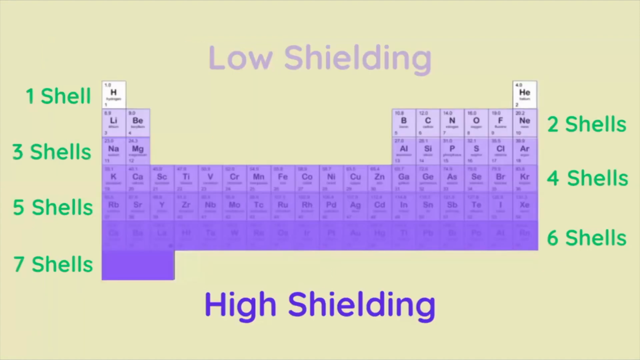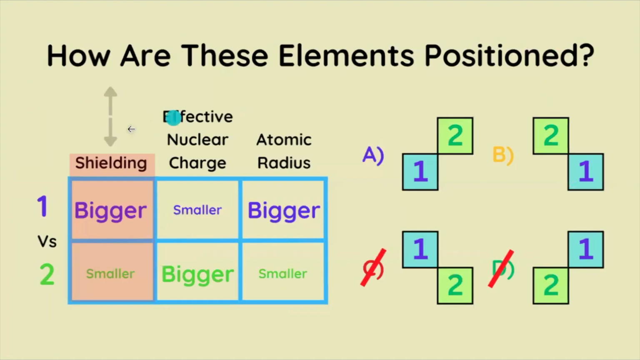Shielding is the phenomenon that with larger numbers of shells, the greater the separation between the nucleus and the outermost electrons forming an attraction with each other. So when we have more shells at the bottom of the periodic table, there's going to be more shielding. And if we have fewer shells, there's going to be less shielding. So because 1 has more shielding than 2, we would expect 1 to be below 2 on the periodic table, so thus we can eliminate choices C and D.